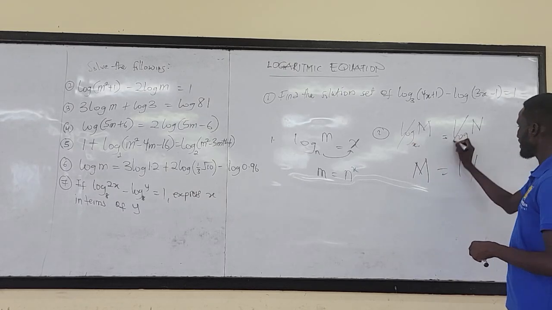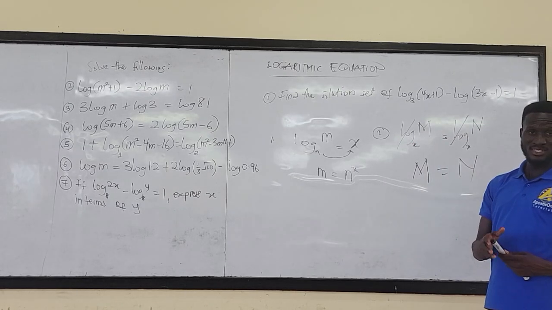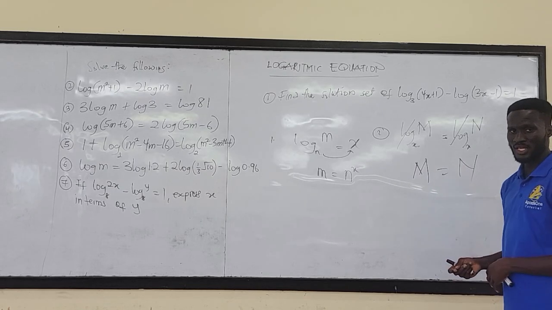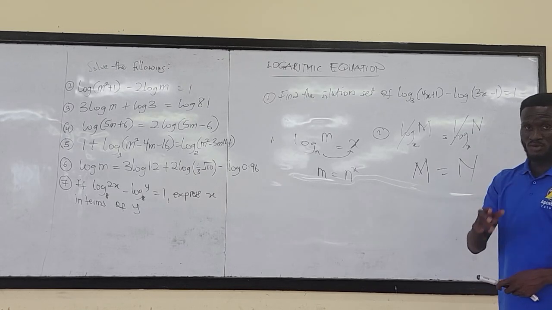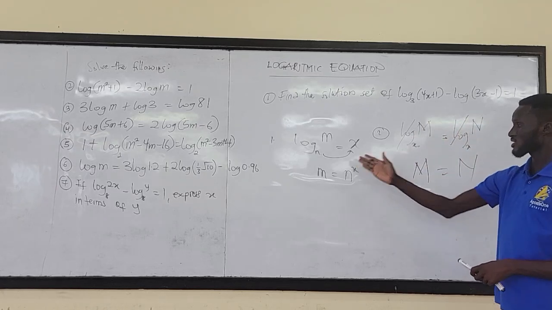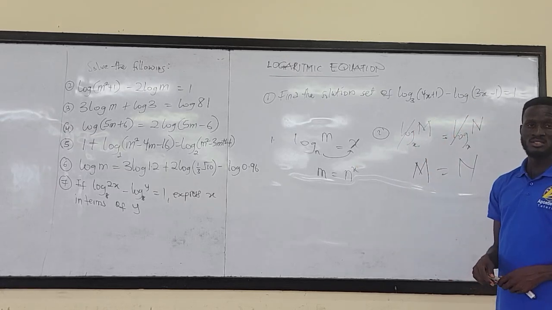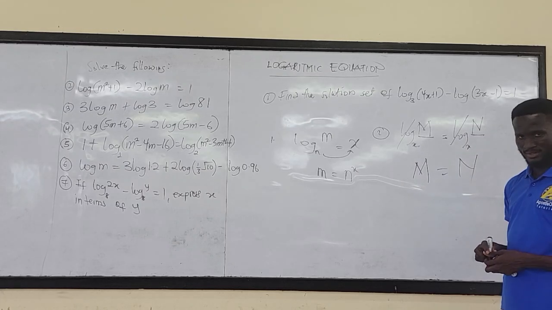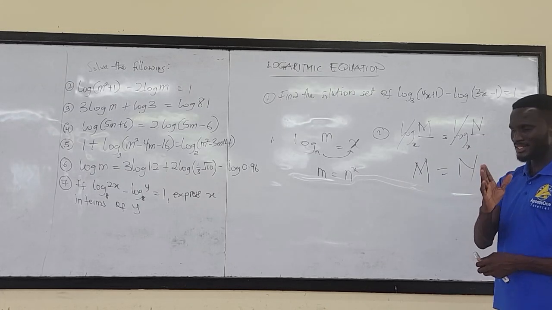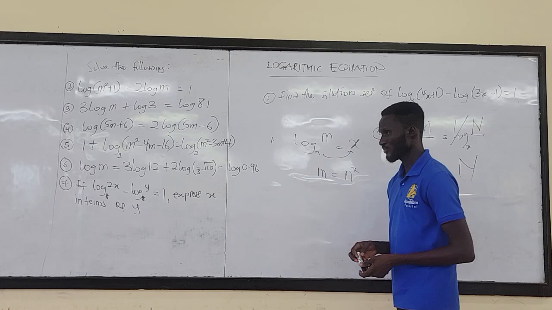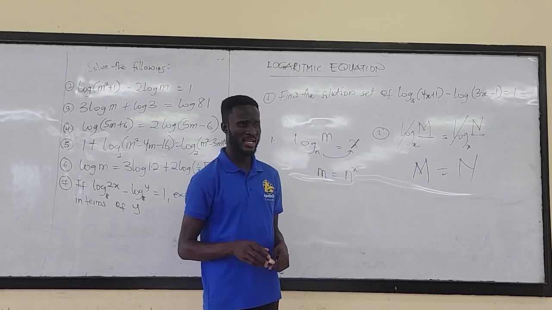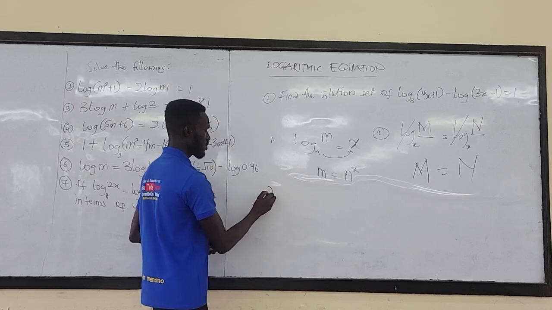Because this log and this log will cancel. We don't really cancel, it is called the antilog. We find the antilog of both sides. That is the removal of logs, so this one and this one will cancel. It means m is equal to n. Pay attention carefully.